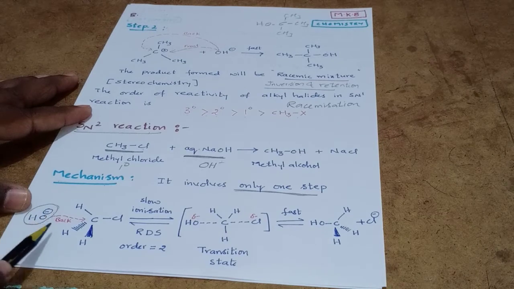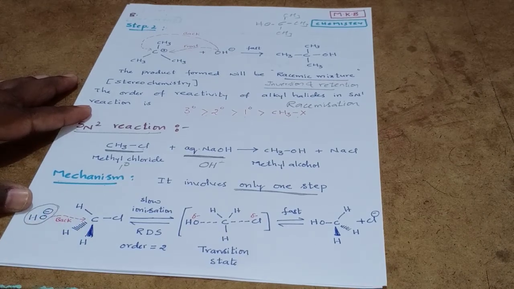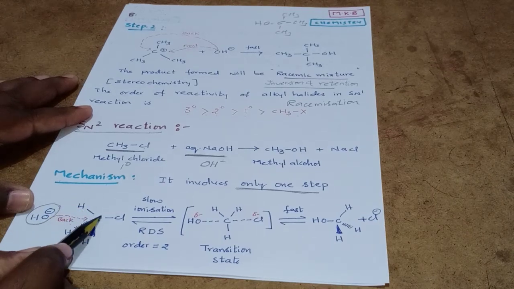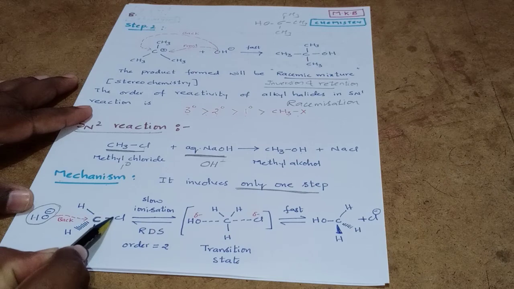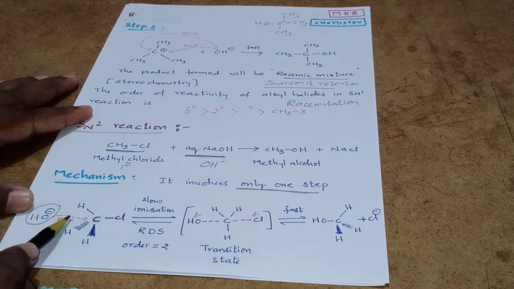See here, in the first step itself the hydroxide ion will attack the alkyl halide. Where does it attack the alkyl halide? Usually it attacks this carbon which carries the halogen atom. From which side does it attack? Whether from front side or back side? Usually only from back side.